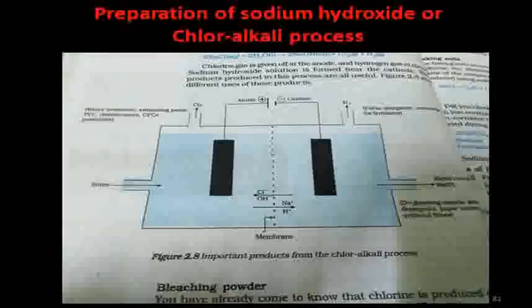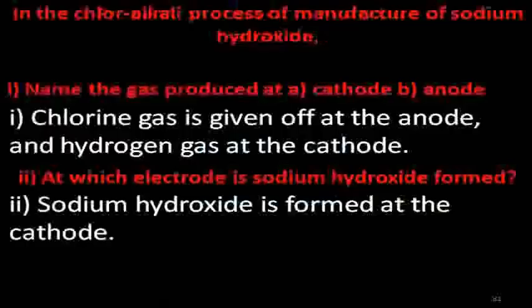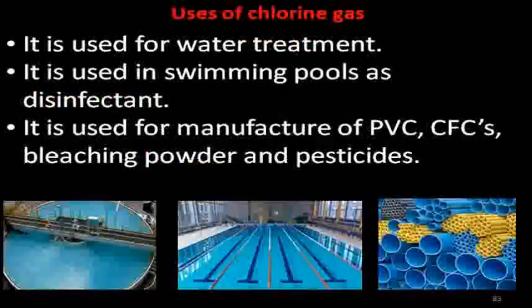So here we are going to see in what way this chloralkali process is useful and how the products are helpful to us. In the chloralkali process of manufacture of sodium hydroxide, chlorine gas is given off at the anode and hydrogen gas is given off at the cathode. And I already told you sodium hydroxide is formed at the cathode. In what way are these products useful to us?